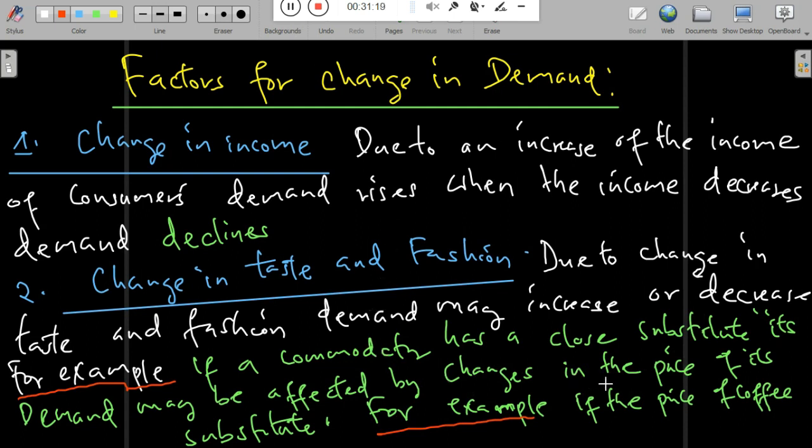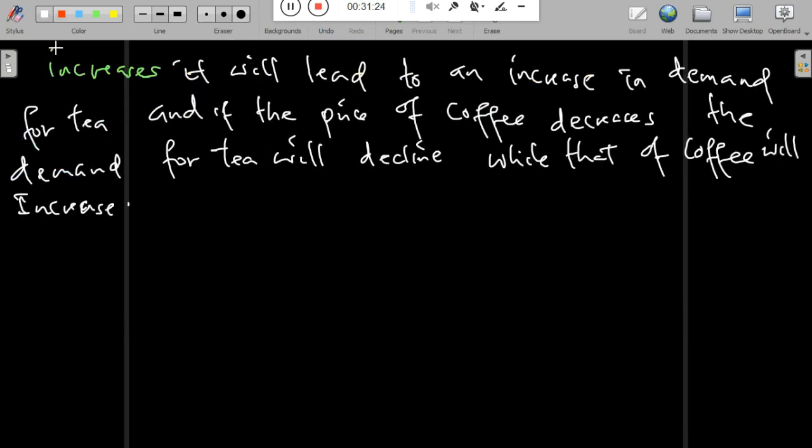But if it is out of fashion, its demand will decline. The change in the price of the substitute is also a factor. If a commodity has a close substitute, its demand may be affected by the change in price of its substitute. For example, if the price of coffee increases, it will lead to an increase in demand for tea. And if the price of coffee decreases, the demand for tea will decline, while that of coffee will increase.